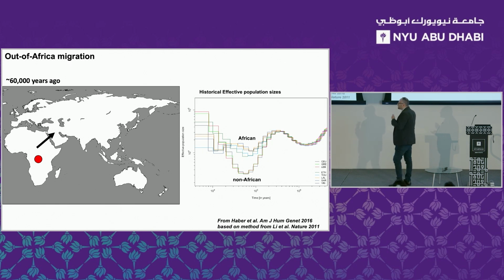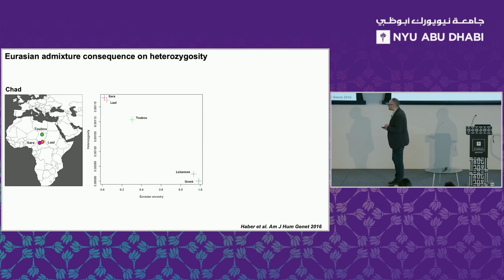And to give you a perspective of how much less diversity we have outside Africa than in Africa, we looked at populations in Chad, where we studied different ethnic groups. And some of them, like the Sara and Lal, are typical sub-Saharan African populations. On the x-axis here, we have the Eurasian ancestry, and those populations would have like 0% of Eurasian ancestry. They are typical sub-Saharan African populations.